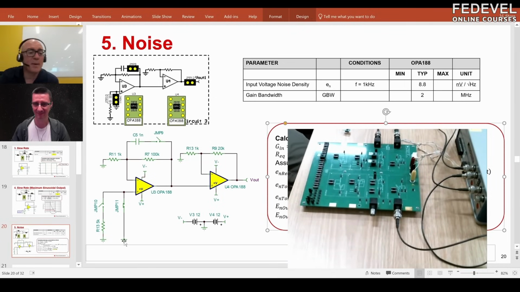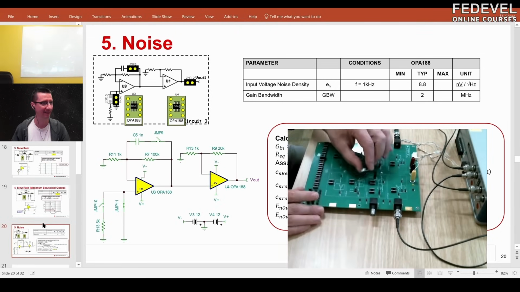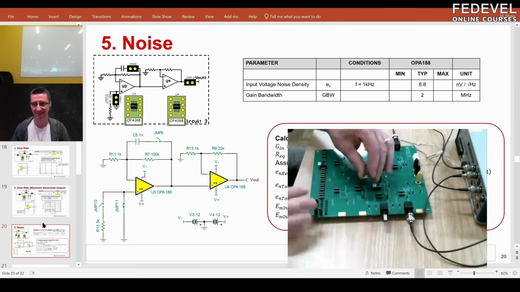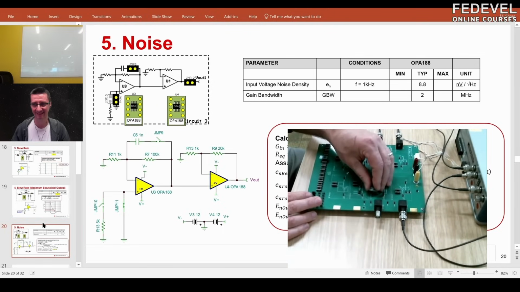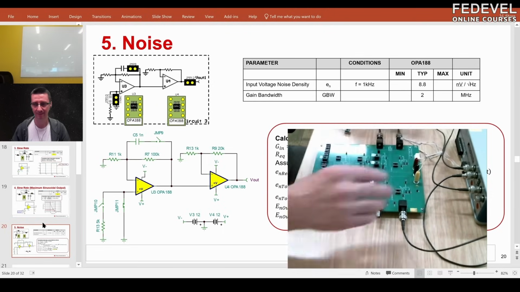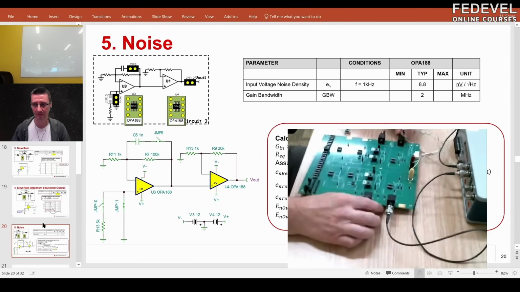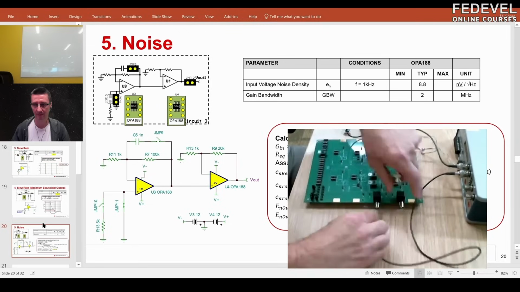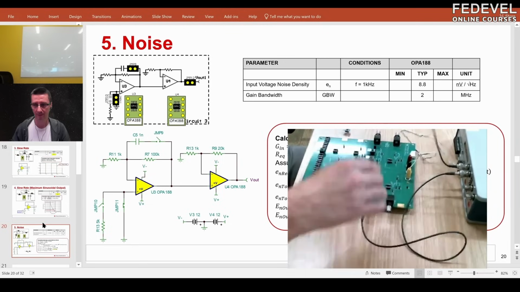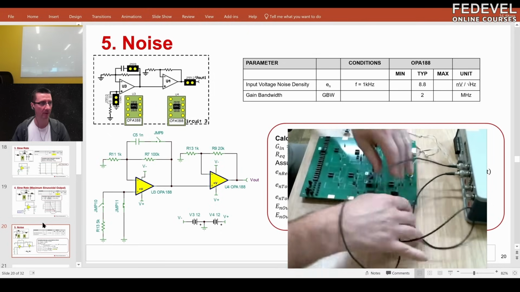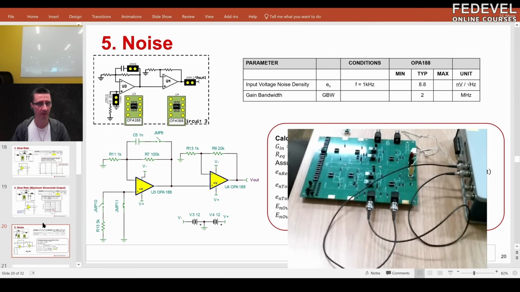So I'm trying to remember which one should be which. Okay, we'll put them like that. So again, we have no input signal here. We're just grounding the inputs. And so I'm taking off the function generator. We're going to look at channel 1 as the OPA211, and channel 2 as the OPA188. So we'll look at the noise of those two separately.